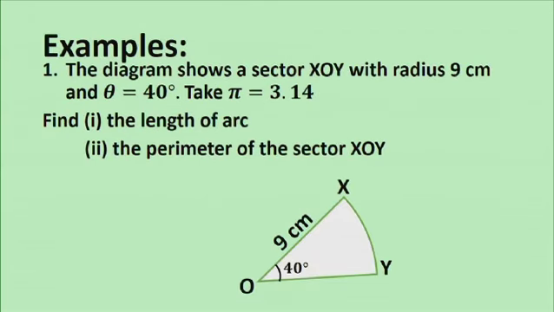Let's have a look at some examples. The diagram shows a sector XOY with radius 9 centimeters and theta is equal to 40 degrees. Take pi as 3.14. We need to find the length of arc first, and then we are going to calculate the perimeter of the sector XOY.